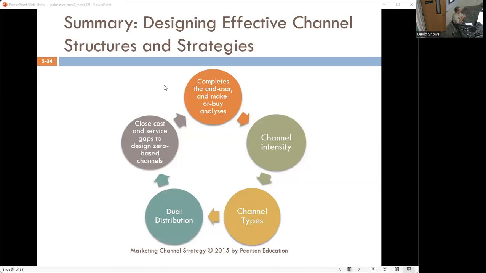Decide on the channel intensity, how many outlets in a given channel, how many unique types of channels, whether or not you will distribute, whether you satisfy the demonstration argument or whatever. And then you work on closing your gaps, your service gaps and your cost gaps. And you start the whole process over and over again, because as we know, time does not stand still. The smart channel expert is always looking where the future is, because the future is about to run you over if you're not careful.